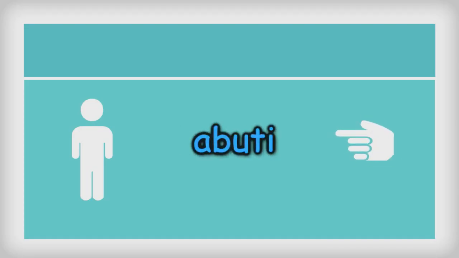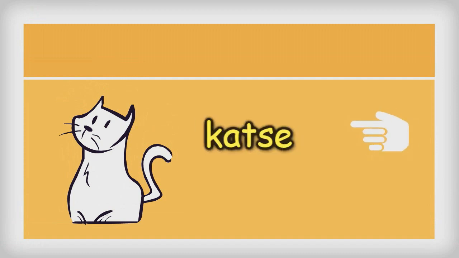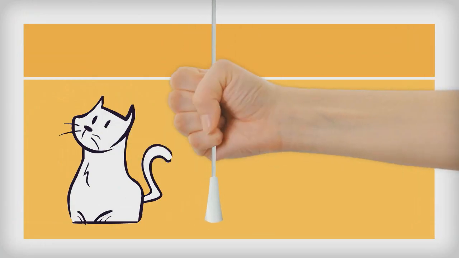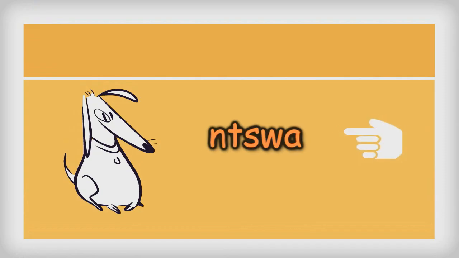Very good, abuti. Now in this family, there is also a cat. What is the word for cat in Setswana? That's right, katsi. What is the word for dog in Setswana? Very good, ntswa.